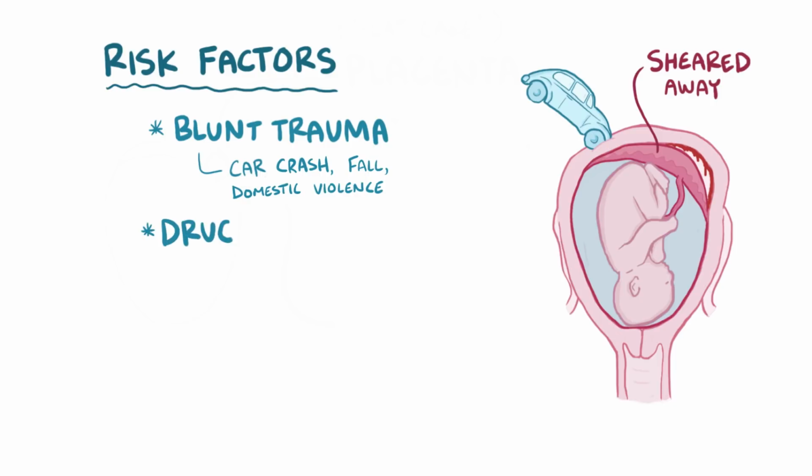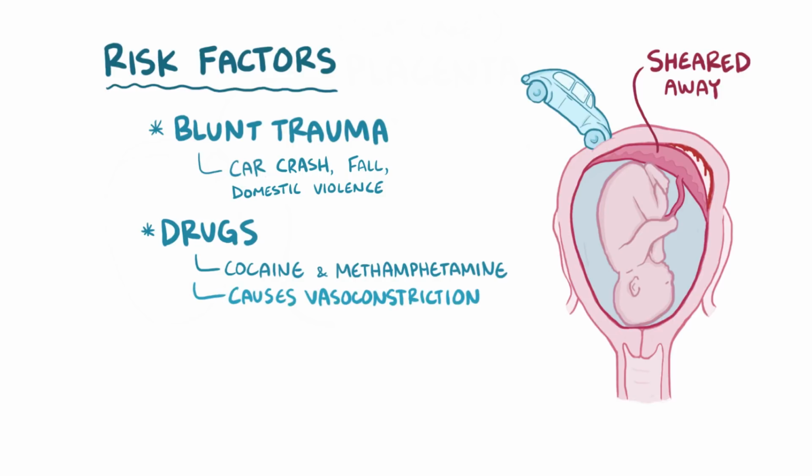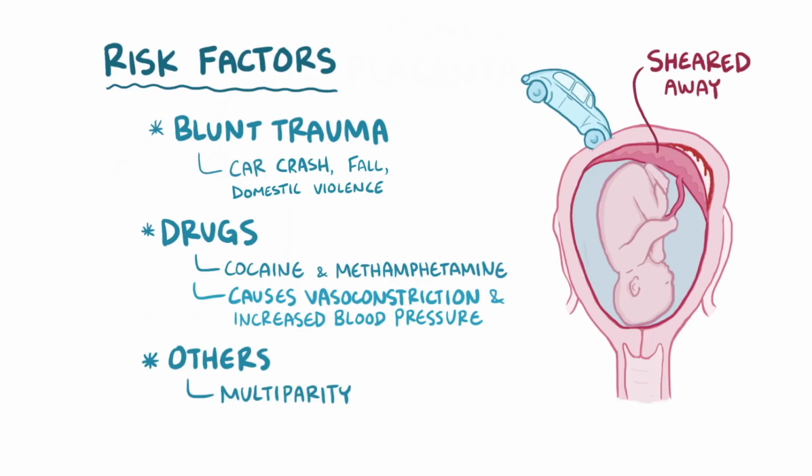Also, use of certain drugs are risk factors, like cocaine and methamphetamine, because these cause significant vasoconstriction of the placental blood vessels, as well as an abrupt increase in blood pressure, increasing the risk of an abruption. Other risk factors include multiparity or multiple pregnancies, and a maternal age over 35 years old. Interestingly, the strongest factor for placental abruption is having had a previous abruption.